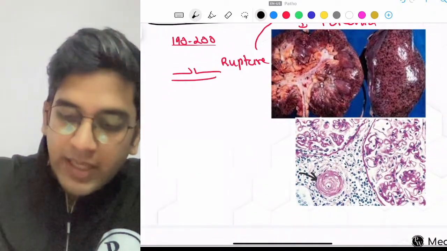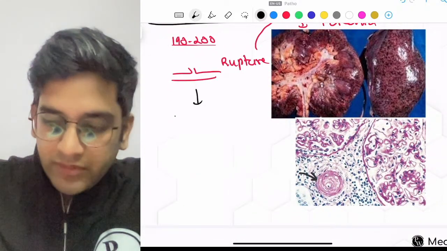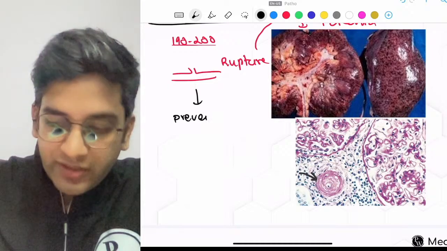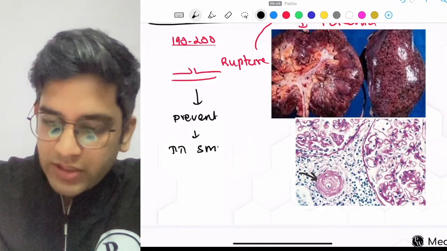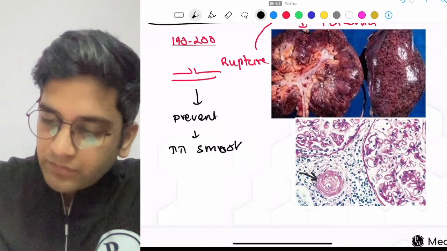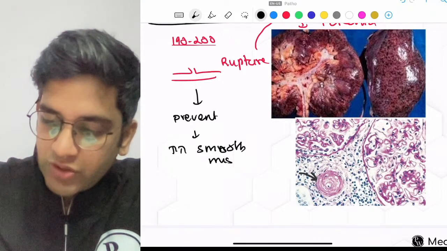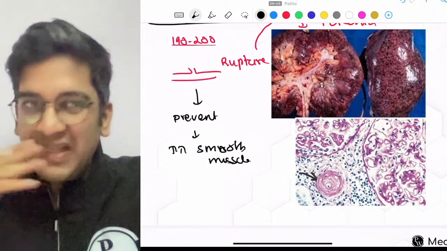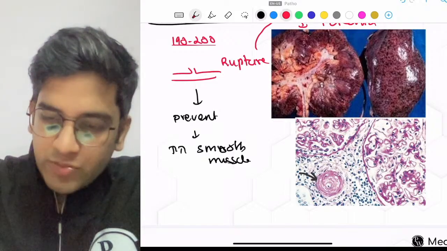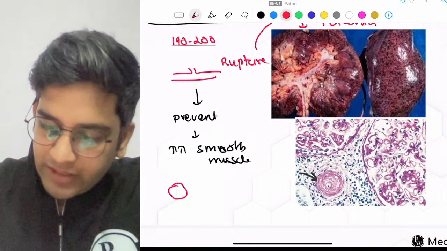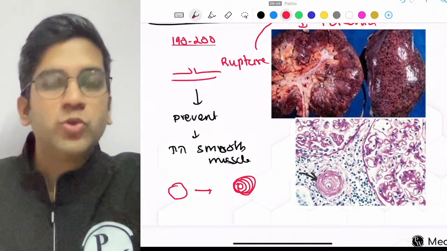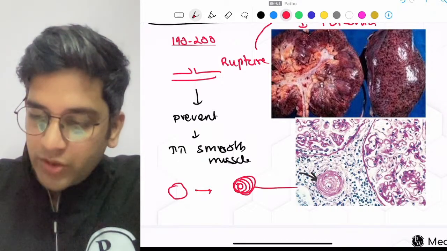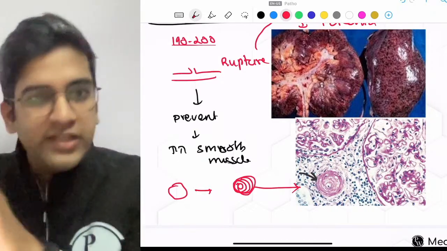So what happens here is, in order to prevent this rupture, there is an adaptation. There is an increase in the smooth muscle layers. Smooth muscle is going to be in the media, right? There's going to be an increase in the smooth muscle layering. Because of this increased smooth muscle layering, the vessel which was like this has now become like this. With more layers of smooth muscle, it becomes thicker. That's what you're seeing in this microscope. I hope you can easily relate that.